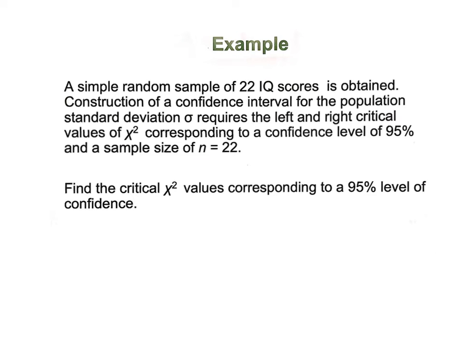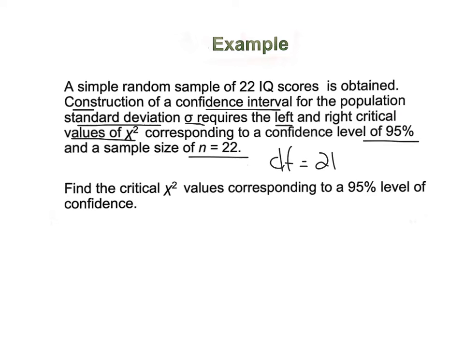Quick example. A simple random sample of 22 IQ scores is obtained. Construction of a confidence interval for the population standard deviation sigma requires the left and right critical values of chi-square that correspond to a confidence level of 95% and a sample size of 22. One thing we know right away is that our degrees of freedom is going to be 21.